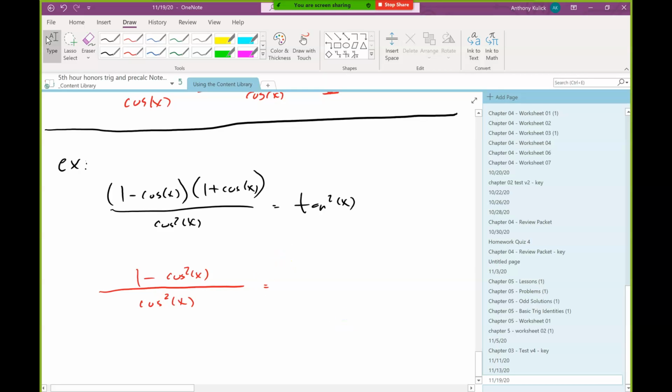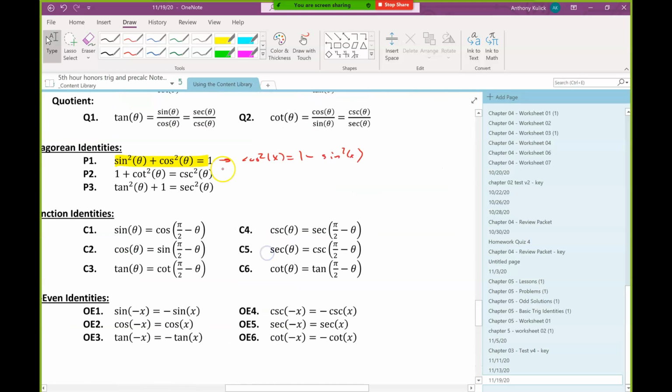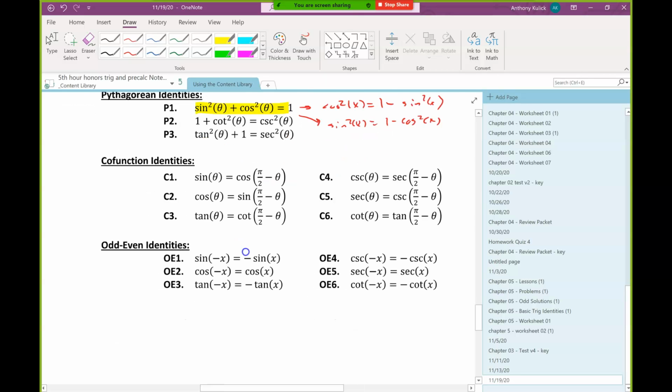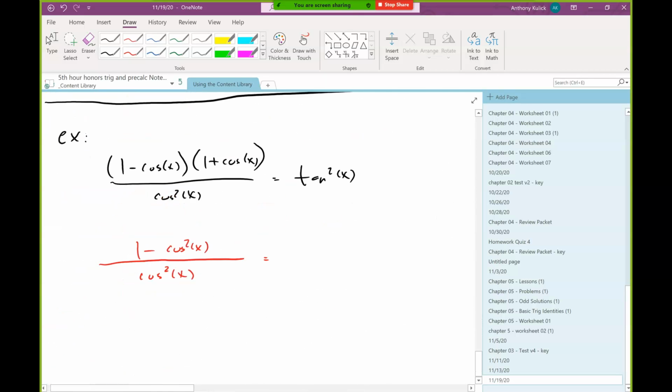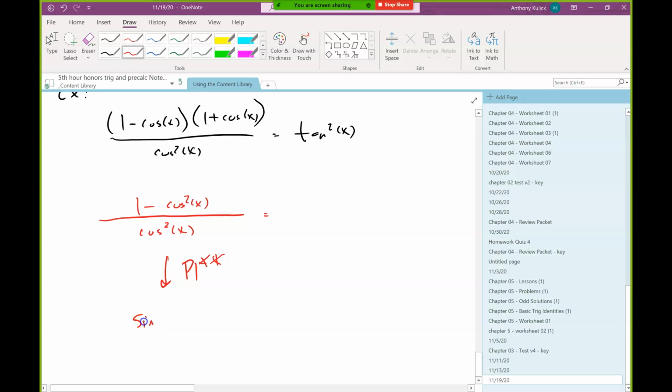And we've seen that already today, right? If I go back and look at my P1, if I had subtracted cosine squared from both sides, I know that sine squared is equal to 1 minus cosine squared. So I can use that to rewrite my numerator as sine squared. So I'm going to call that P1 star 2 because it's the second modified version that I made.